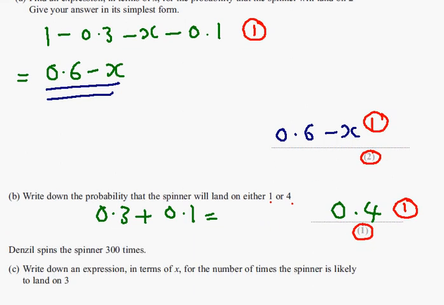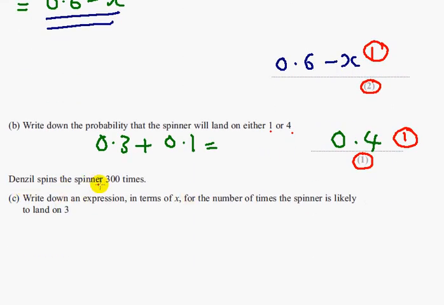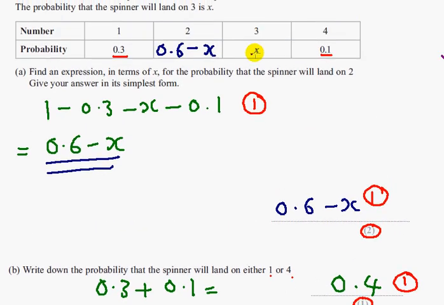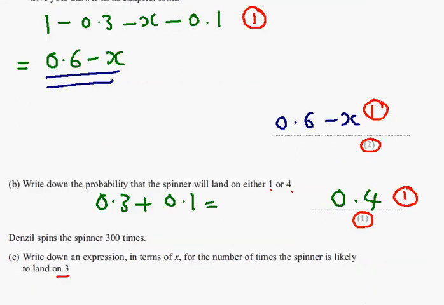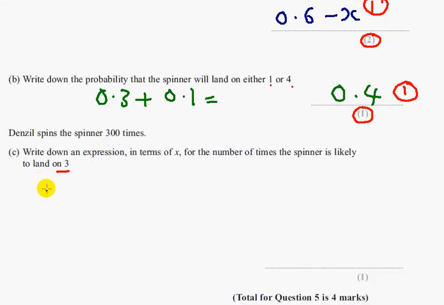Part C says Denzel spins the spinner 300 times. Write down an expression in terms of x for the number of times the spinner is likely to land on 3. Okay, so the probability that it's going to land on 3 is x. So you're going to do 300 times by the probability that it's going to get 3, and in this case is x. Okay, so 300 times x is 300x. So that's the expression, 300x.